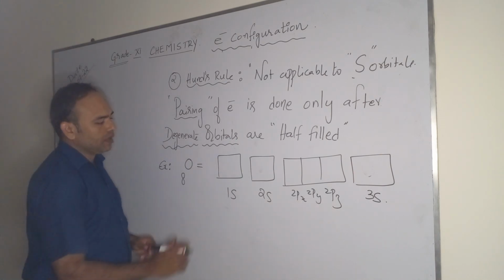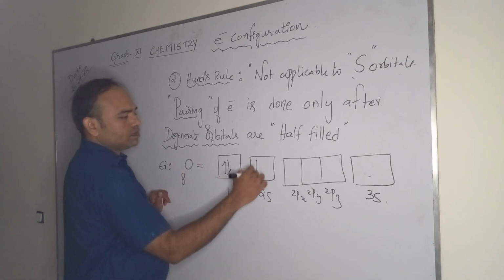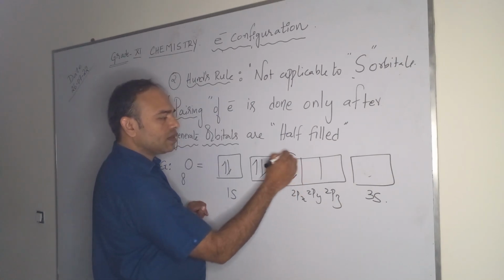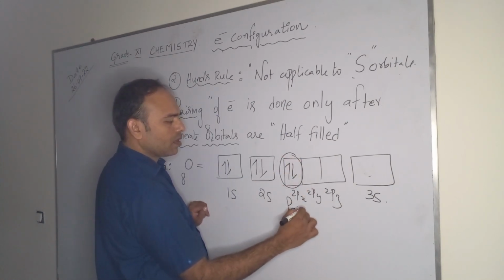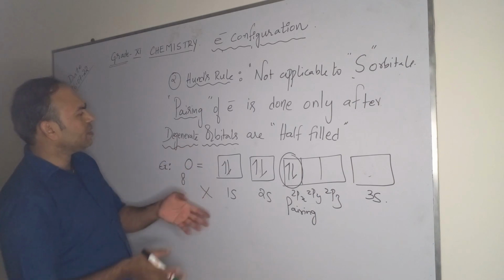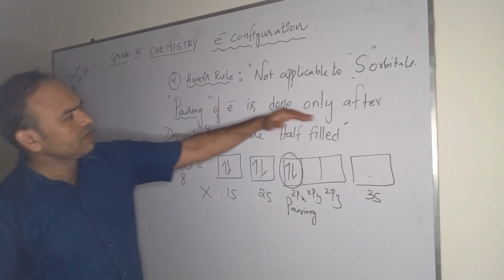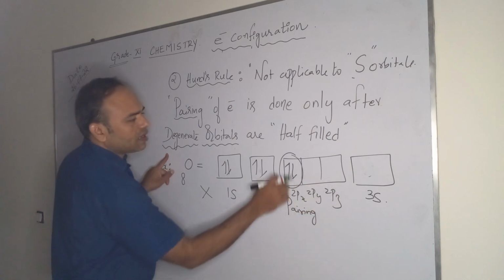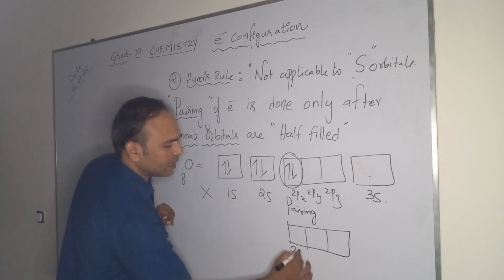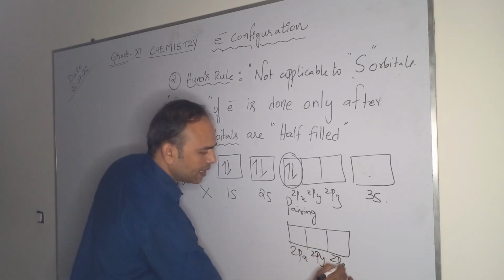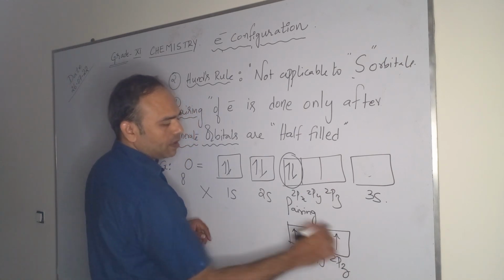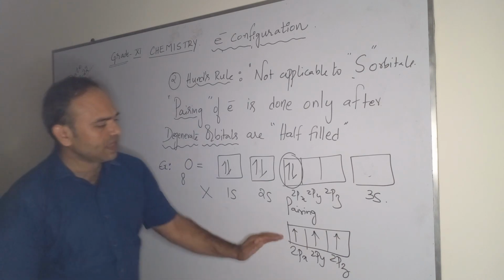So let us write 1, 2, 3, 4, 5. Can we write one more here, which is called pairing? No. This method will become wrong. Why? Because they have given that pairing of electrons is done only after degenerate orbitals are half filled. What is meant by half filling? Half filling indicates 1 in 2px, second electron in 2py, third in 2pz. So this is half filled.